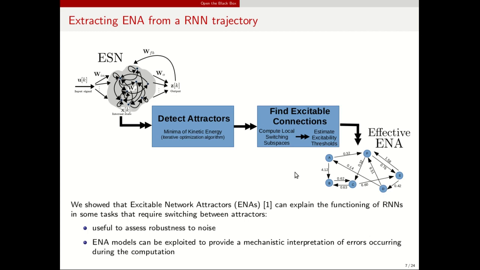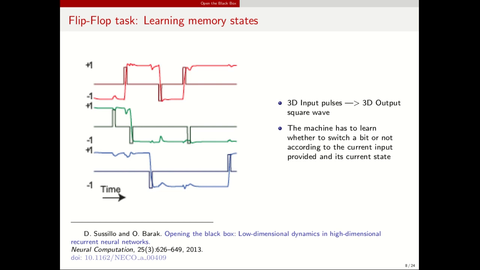And we showed that excitable network attractors can explain the functioning of recurrent neural networks in some tasks that require switching between attractors. It is useful to assess robustness to noise thanks to those excitability thresholds, and also this model can be exploited to provide a mechanistic interpretation of the errors occurring during the computation. And I want to show you an example of that.